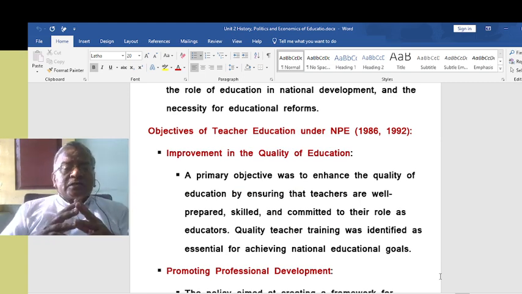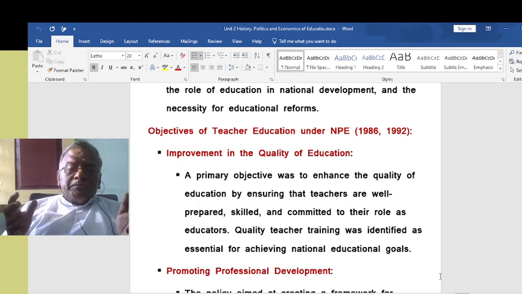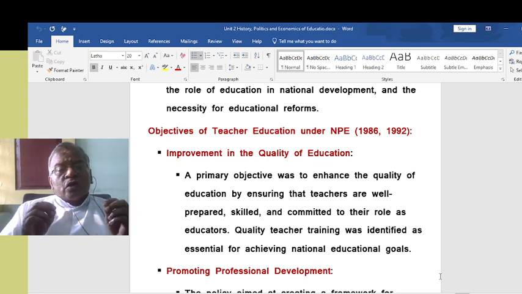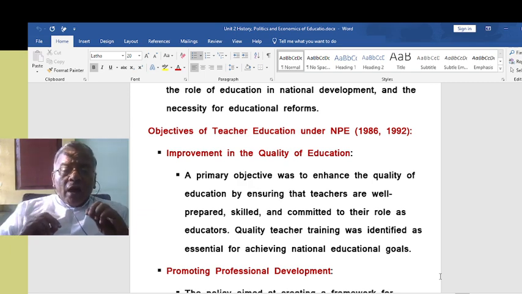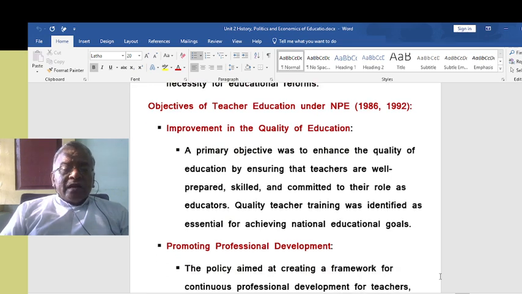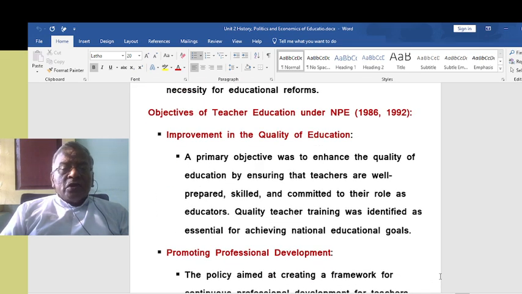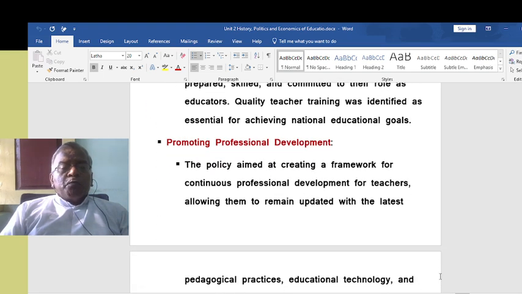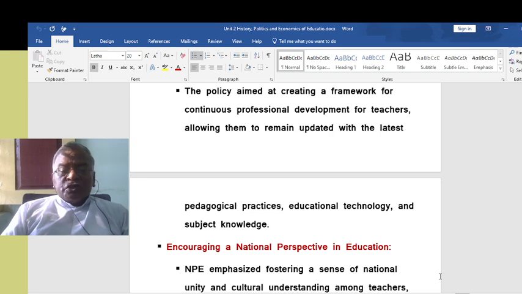Now let us discuss the objectives of teacher education under NPE. First, improvement in the quality of education. A primary objective of NPE in 1986 was to enhance the quality of education by ensuring that teachers are well prepared, skilled, and committed to their role as educators. Quality teacher training was identified as essential for achieving national educational goals. Secondly, promoting professional development, another objective of NPE 1986. The policy aimed at creating a framework for continuous professional development for teachers, allowing them to remain updated with the latest pedagogical practices, educational technology, and subject knowledge.